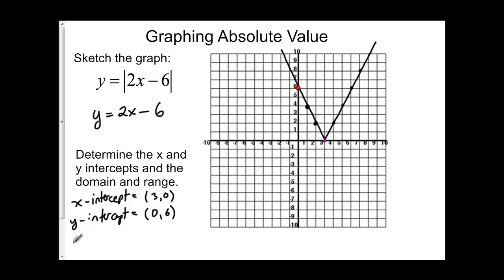When finding the domain, we're looking for all of the possible values of x. And since we know this graph is a linear graph that's going on forever in both directions, the domain is going to be x is all real numbers. Now my range is all of the possible values of y. So you can see in this case that my graph goes down to 0, but then at 0 it turns around and goes back up. And because we can't have any absolute values less than 0, my range is going to be y is greater than or equal to 0.